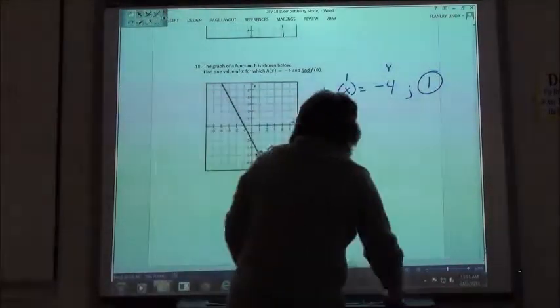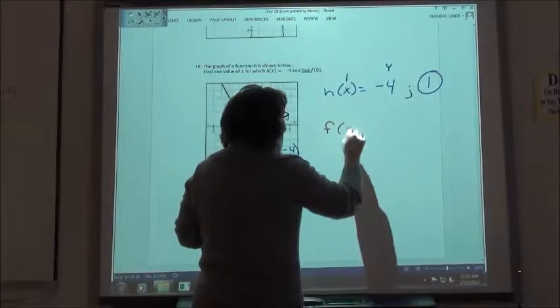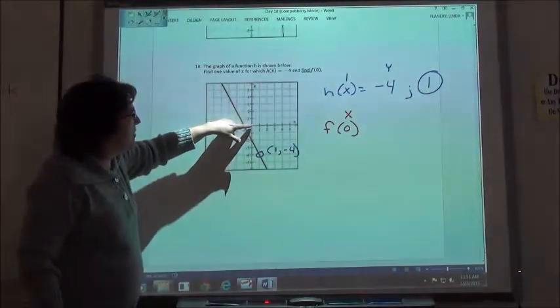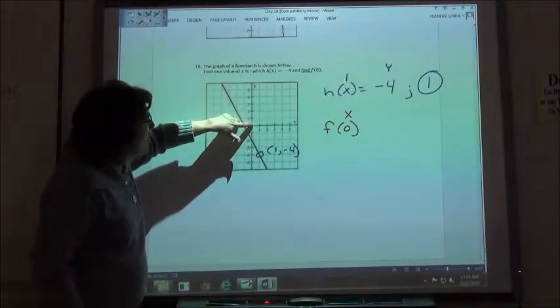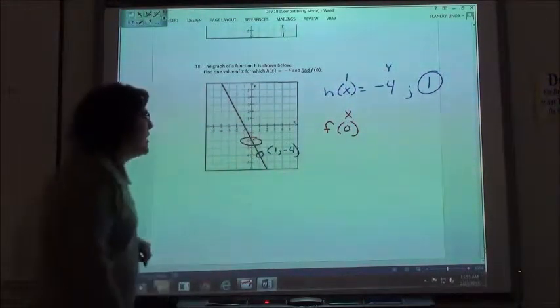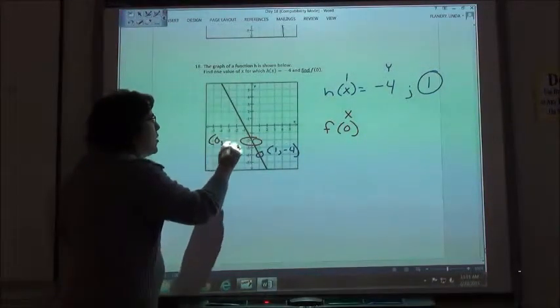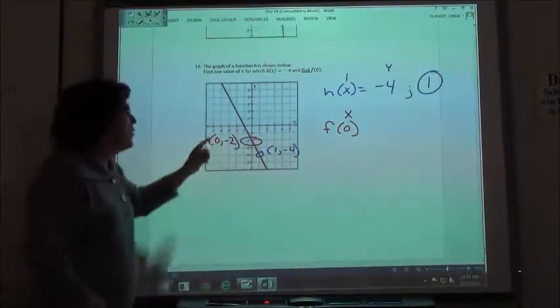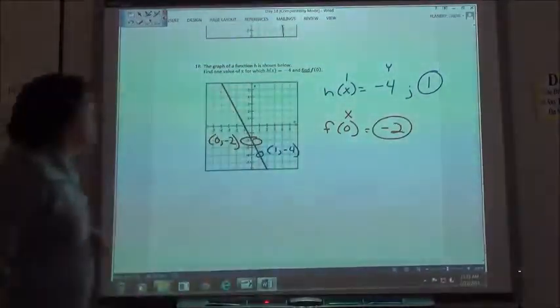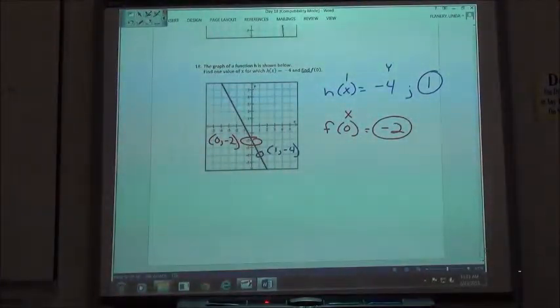And then the last one says find f of 0. That means the x value is 0. If the x value is 0, I didn't go left or right at all. That means to get to a point on my graph, I'm going to go down to that point right there, whose coordinates are 0, -2. And so when x is 0, my y value is going to be -2.